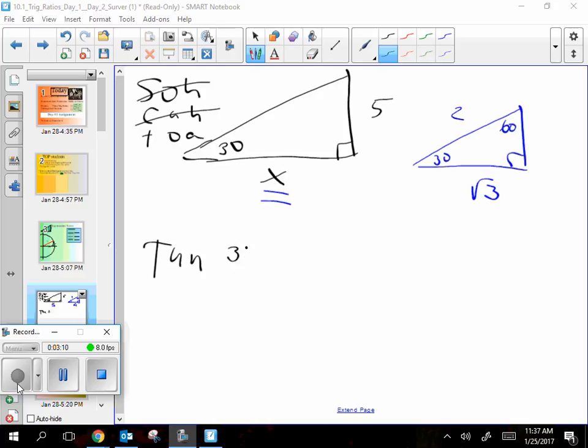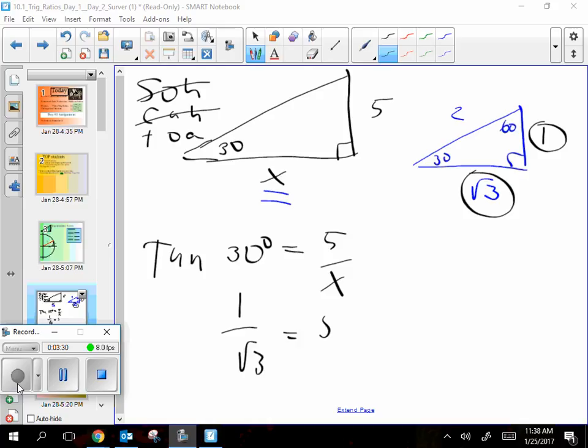Tangent of 30 is going to be opposite over adjacent, 5 over x. Raise your hand if you guys set that up. Okay, that's a good way. There's other ways, but then tangent of 30, I go over here and look at my helper triangle. Tangent of 30, toa, is 1 over root 3. So 1 over root 3 is 5 over x. And then, I don't know if you know this, but when you have an equal sign, you can cross multiply, and that makes it 1x equals 5 root 3. So x is 5 root 3. Raise your hand if you had that one right.